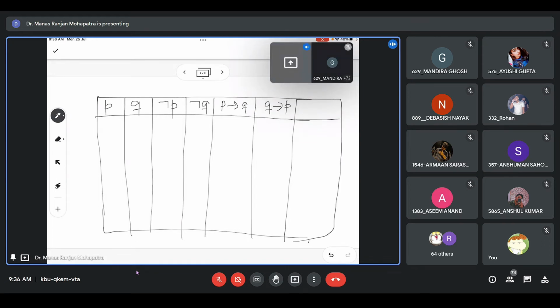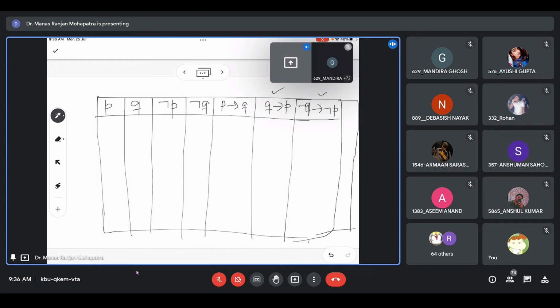Here I'm writing it as negation Q implies negation P. I'm constructing the truth table for all these statements. Okay, so I need one more, the inverse. P implies Q is there, it is the converse, it is the contrapositive. I need one more, maybe the last one.